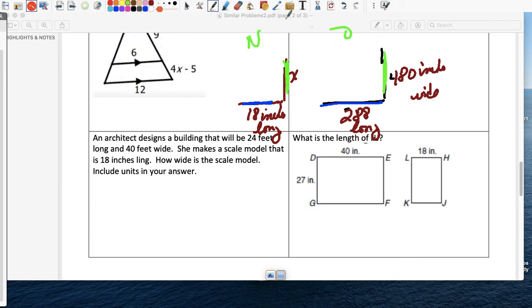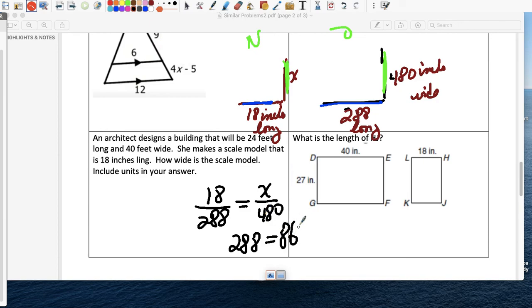So new over old, my proportion is going to go, let's start with the length. The ratio of 18 for the scale model and 288 in real life should equal the width of the scale model, which is x, and in real life it's 480 inches. Cross multiply, we get 288x equals 18 times 480, which gives us 8,640. I forgot x over here. We divide both sides by 288, and x equals 30. So on the scale model, this is going to be 30 inches.